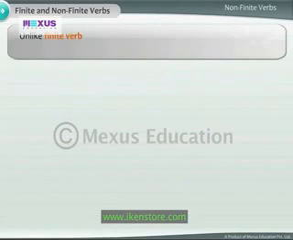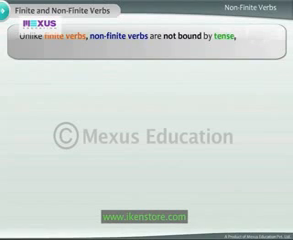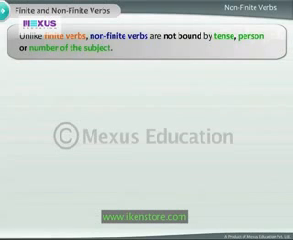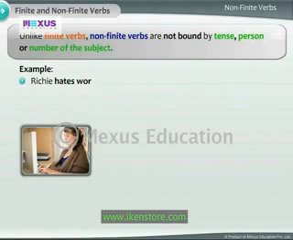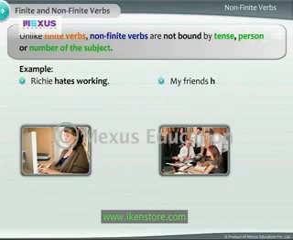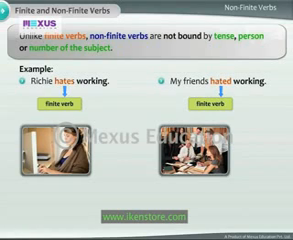Unlike finite verbs, non-finite verbs are not bound by tense, person, or number of the subject. Let us read these two sentences. Richie hates working. My friends hated working. Both these sentences have finite and non-finite verbs. The verb hate is the finite verb. It is bound by tense, number, and person.